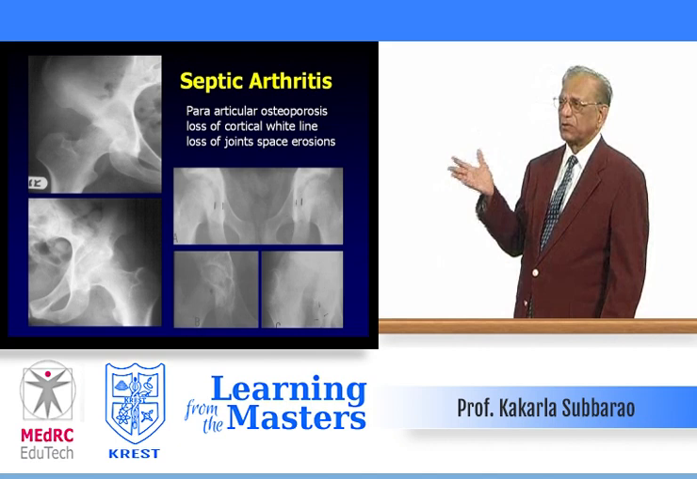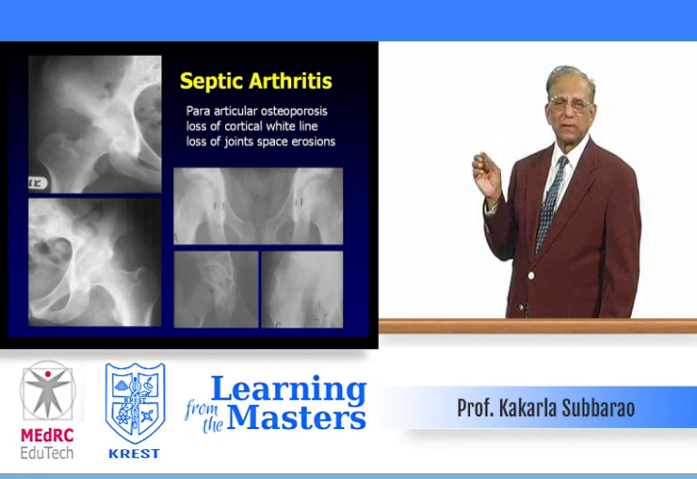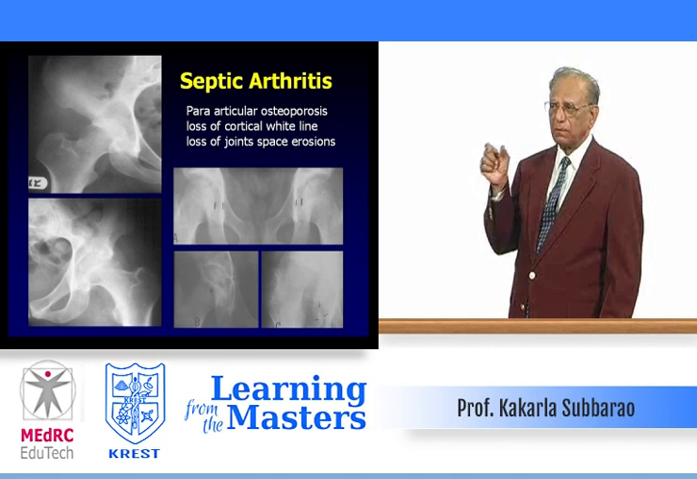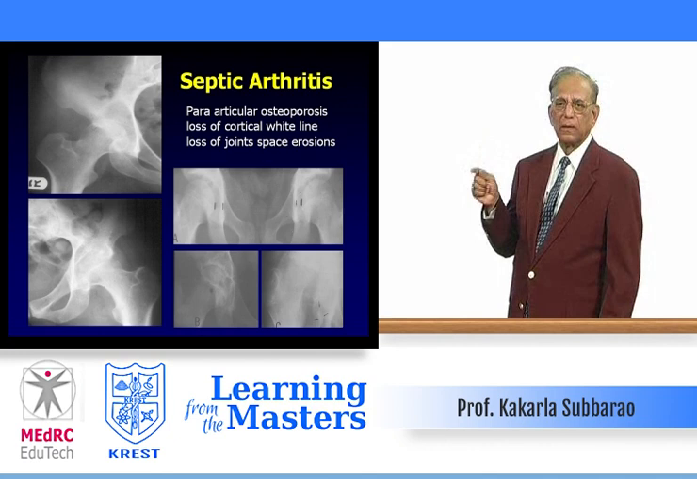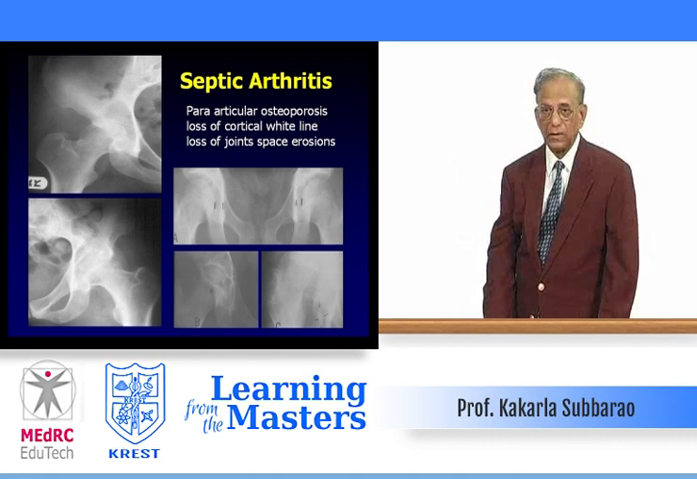Septic arthritis, pyogenic arthritis, classically, the first thing is the white line of the femoral head disappears. So also the acetabular margin. And then you find marked thinning of the joint space. If you can see the fat planes, there may be displacement of the fat planes due to fluid. And then eventually marked narrowing and disruption of the joint with osteomyelitis of the head and neck of the femur, as well as the acetabulum.